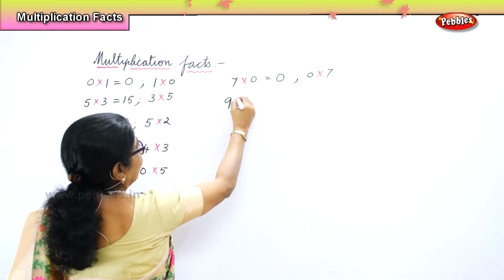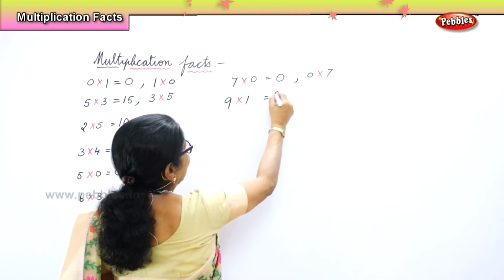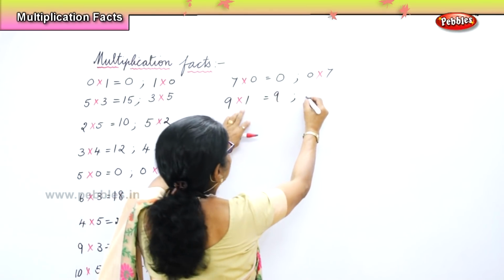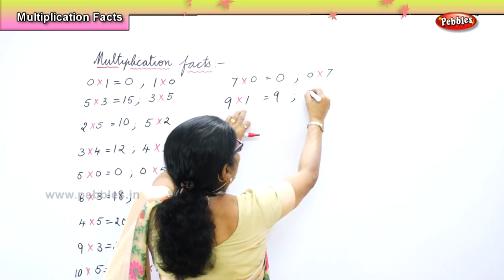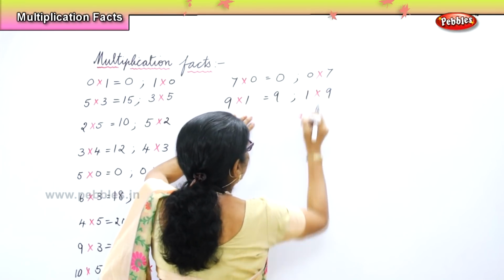Now, let's say 9 into 1 is equal to 9, and that is the same as 1 into 9, whether it is 9 into 1 or 1 into 9.